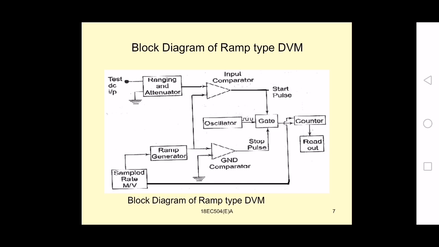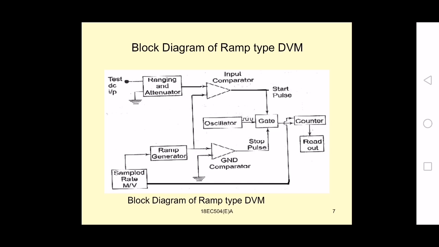and the counter gives the number of counts, which will be displayed on the digital readout, that is a 3.5 digit display. So this is the block diagram working of the ramp type digital voltmeter.